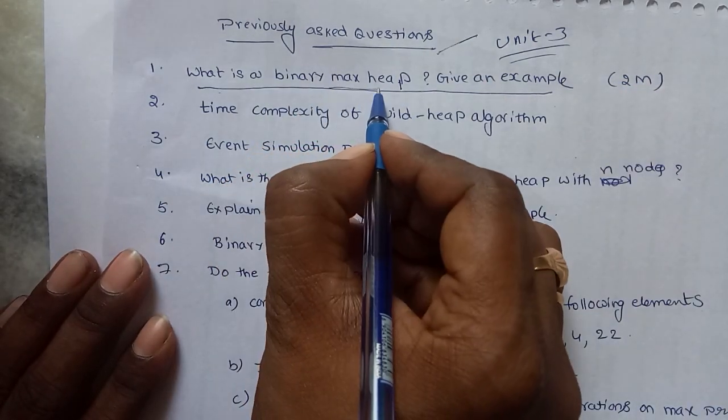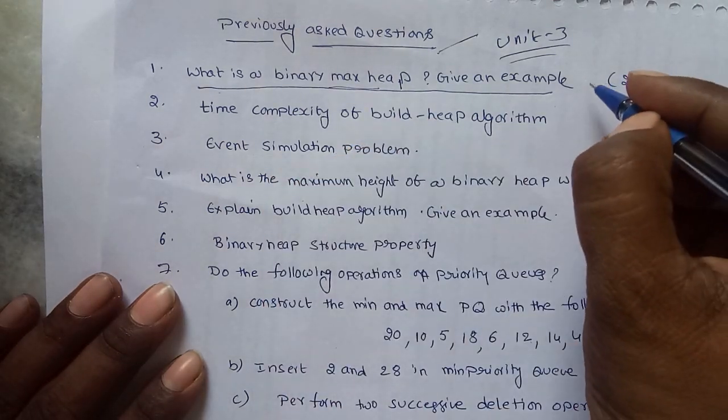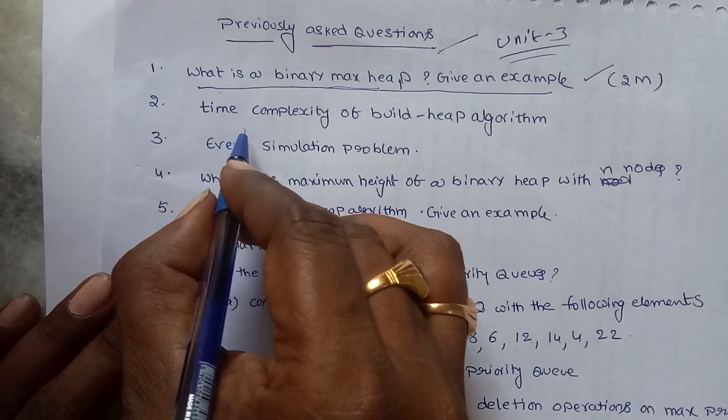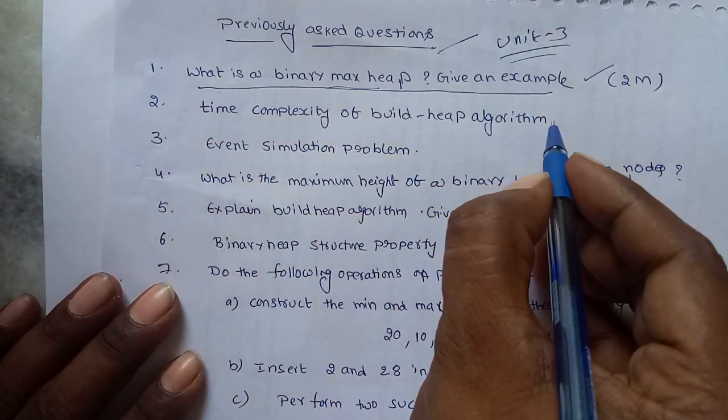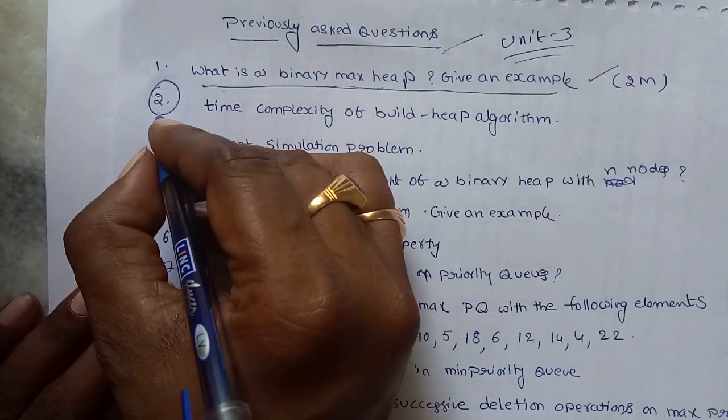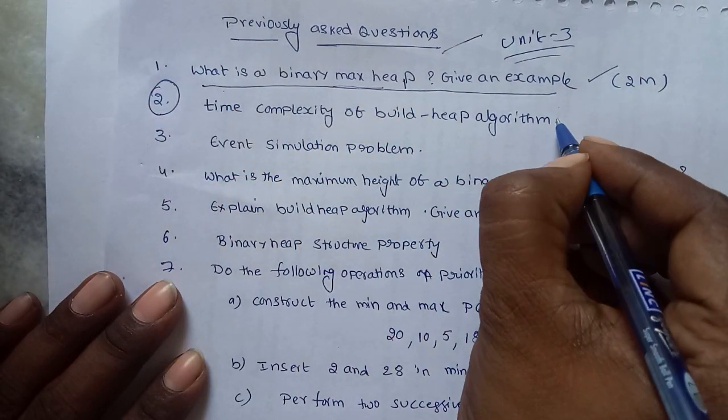So we know the max heap concept, max heap and min heap. Write the max heap with an example. And the second one is the time complexity of a build heap algorithm. Now we will discuss this one. I am underlining this one. I am circling time complexity of build heap algorithm.